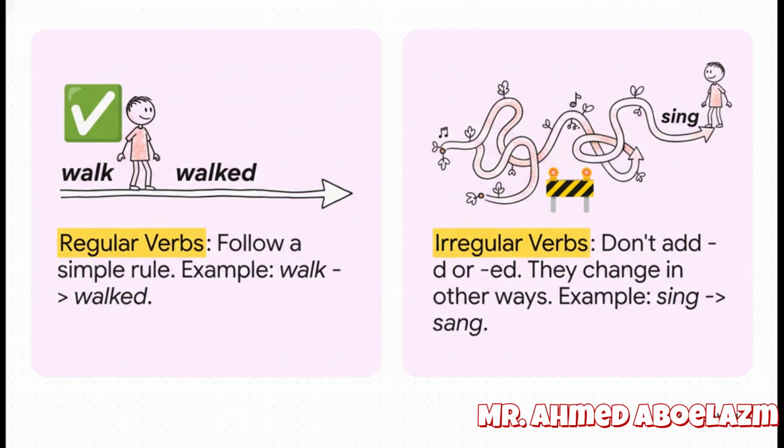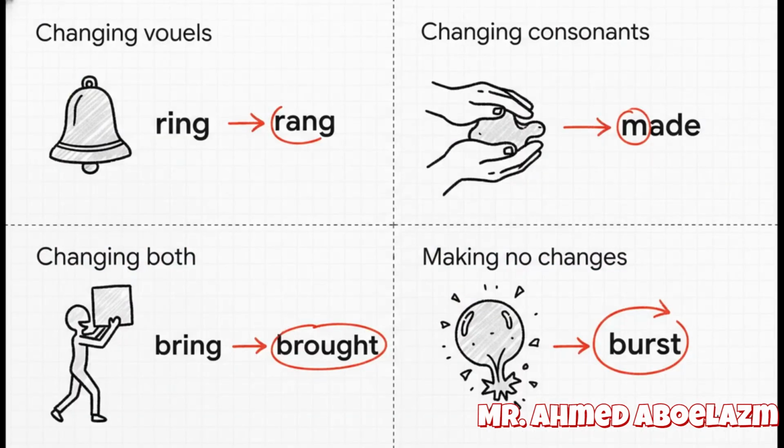But irregular verbs? Oh no, they take the scenic route. You don't say singed, you say sang. They completely ignore the -ed rule and just decide to do their own thing. So how do they change? Well, they've got a few different moves.